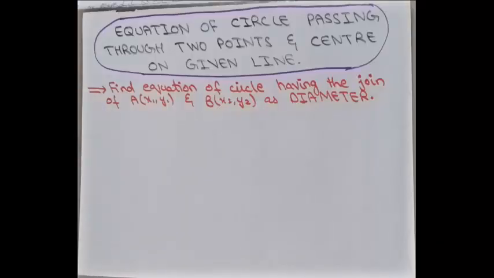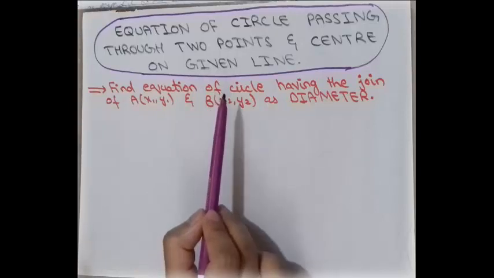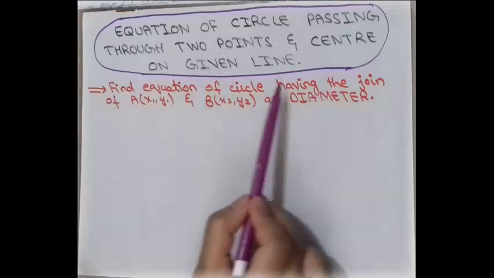In this lecture we will discuss the equation of a circle, and today's condition is that the circle is passing through 2 points and the center is on a given line. So for this condition we have a question: find the equation of a circle having the join of 2 points A and B as its diameter, where the coordinates of point A are x1, y1, and in a similar way the coordinates of B are x2, y2.